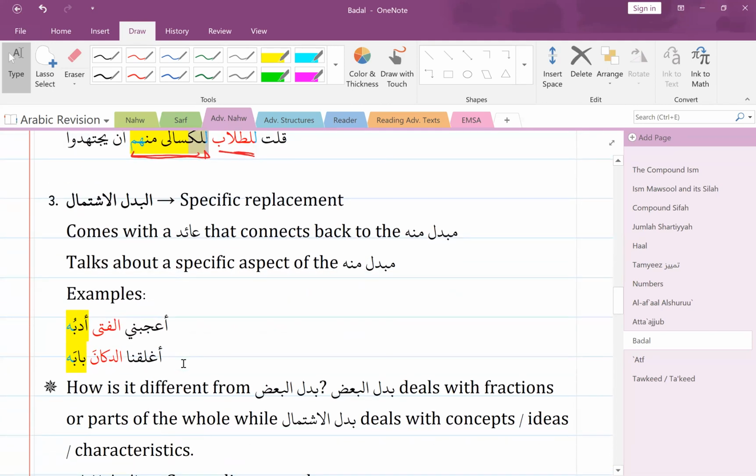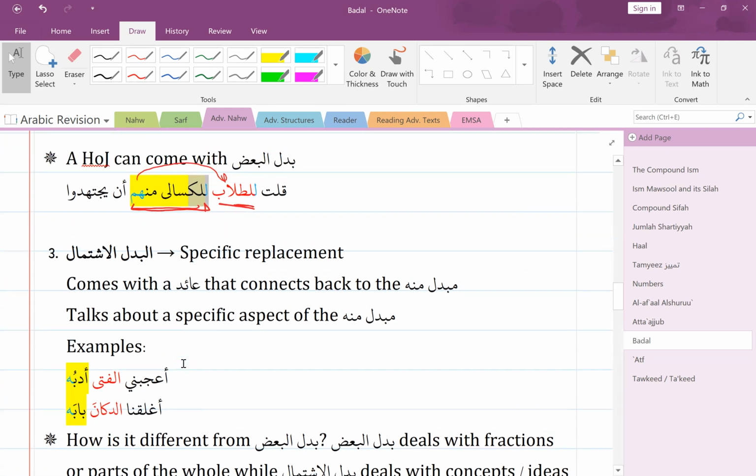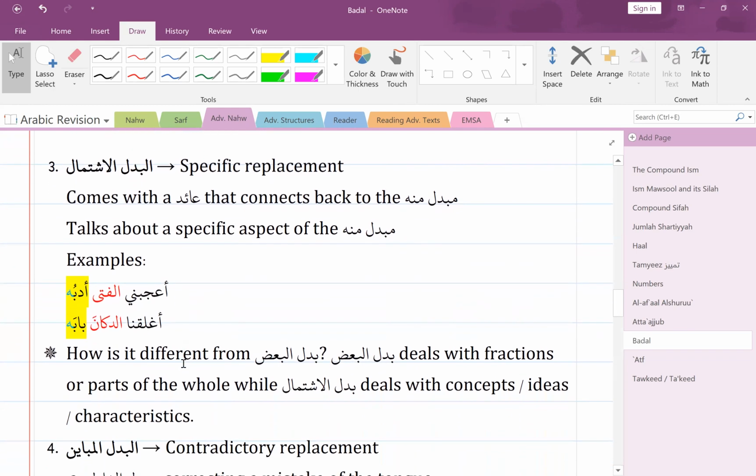Then we have the third kind of badal, and this is al-badal al-ishtimal. Now this is a specific replacement. You're not replacing the whole thing, and you're not replacing a portion of it. It's a different kind of replacement because you're replacing something specific about something. And it also comes with a aid. It also comes with a pronoun that goes back to the mubdal minhu, just like badal al-ba'd that we talked about. Now this one talks about a specific aspect, a specific character of the mubdal minhu.